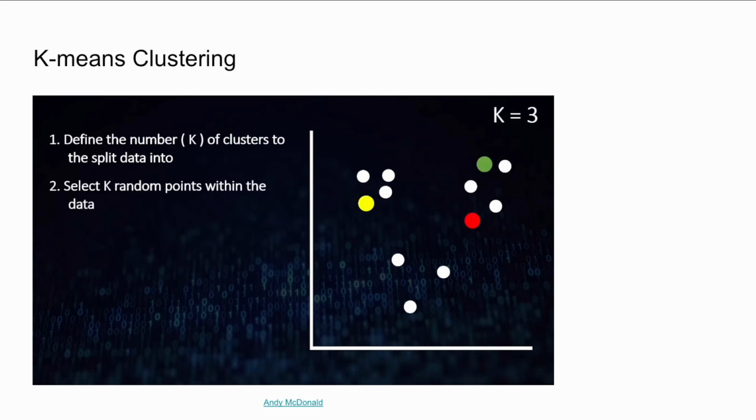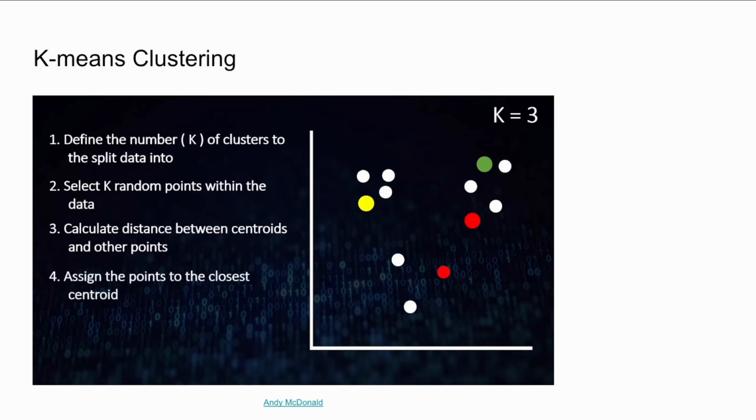So after defining the number of clusters that we want, our next step is to select k random points within our dataset. In this case, we are going to be selecting 3 random points. These selected points will form the starting point for our clusters. We can then calculate the Euclidean distance between the cluster center point and all other points. If we take this point here, for example, we can see that it is closer to the red cluster compared to the green and yellow clusters. As a result, it gets assigned to the red cluster.